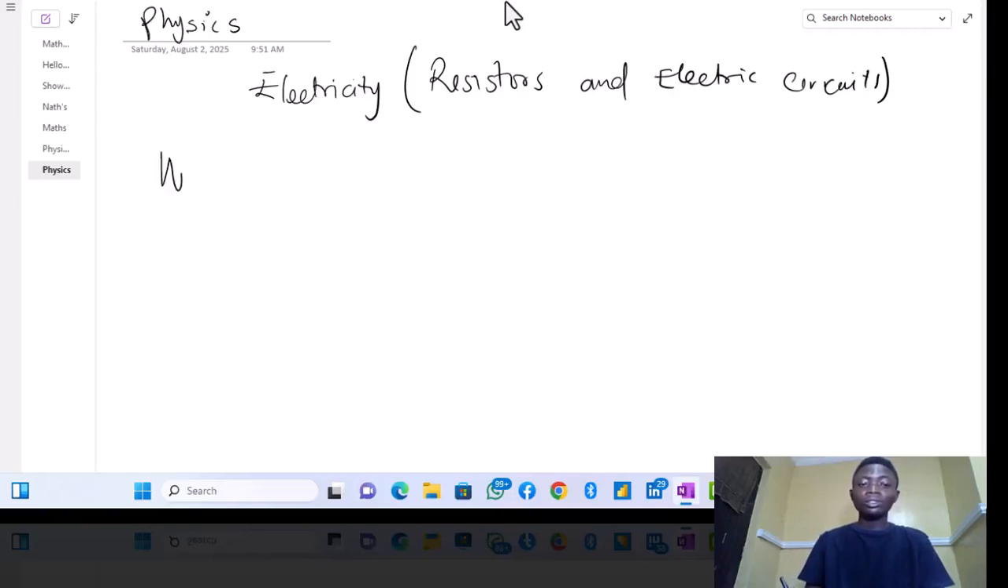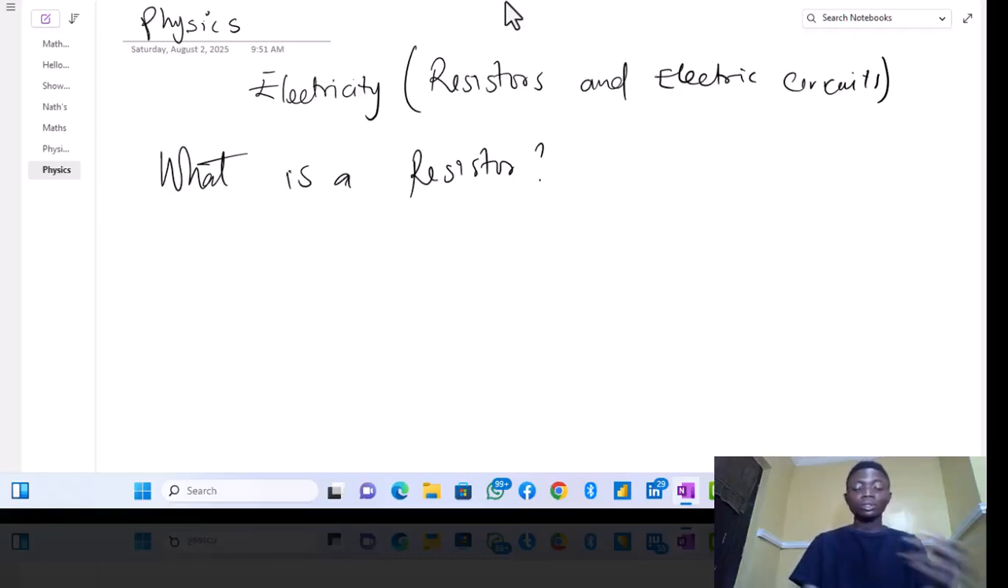What is a resistor? To answer that simple question, I'll just quickly state what a resistor is. A resistor is an electrical component that offers opposition to the flow of electrical current. So that means in an electrical circuit, we can have a resistor, right? A component that offers opposition to the flow of current.